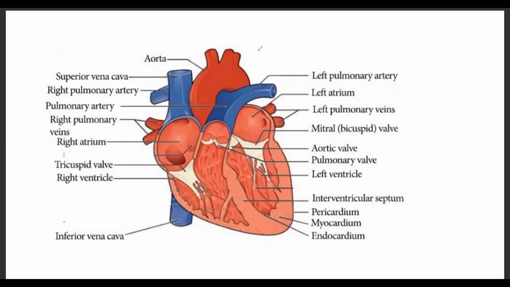The reason is, this left ventricle has to pump blood to the aorta, which pumps blood throughout the body, right? But the right ventricle has to pump blood to the lungs.